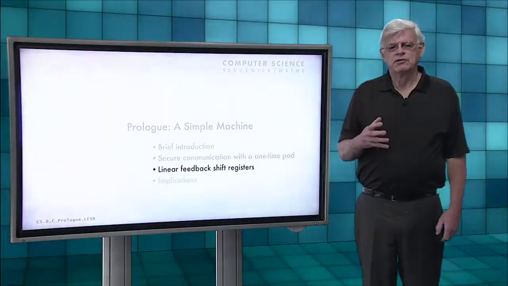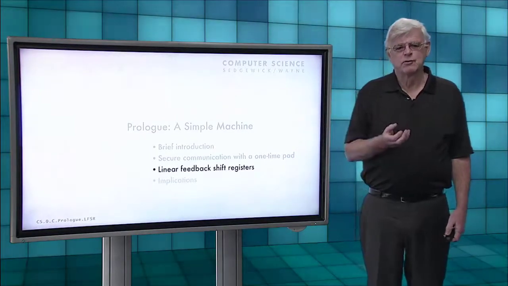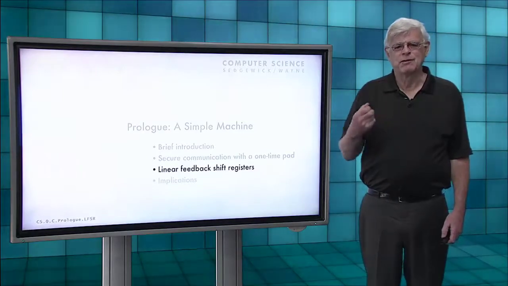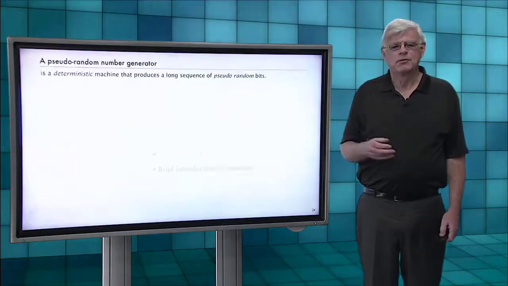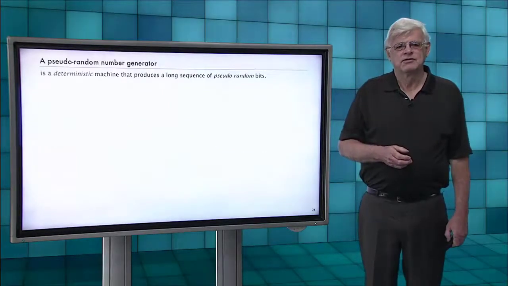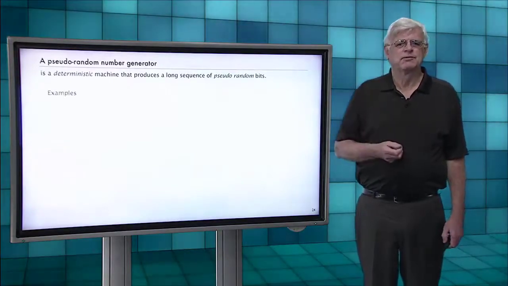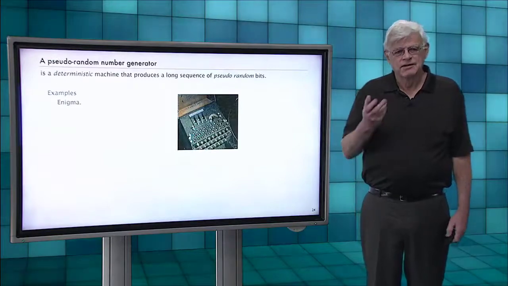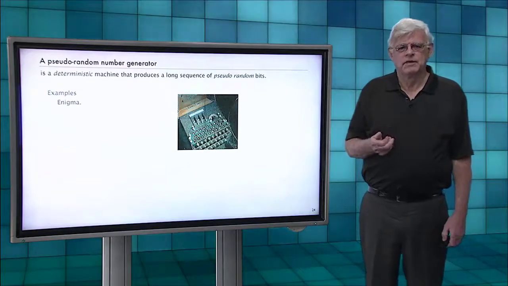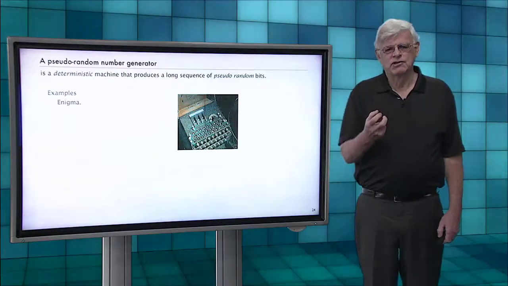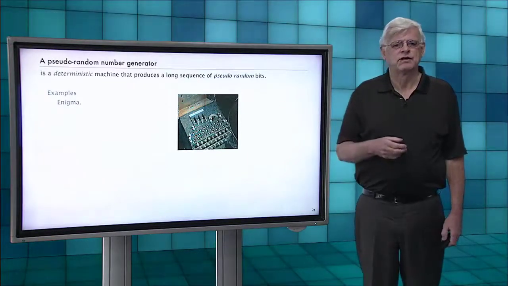So the method that we're going to use to generate long sequences of pseudorandom bits from a small key is known as a linear feedback shift register. It's a machine like our XOR machine, just a little bit more complicated. It's a deterministic machine that produces a long sequence of pseudorandom bits, and we'll talk about what that means. The Enigma itself is actually an example of such a machine. It had some settings in the machine that were much shorter than the length of the messages that were sent.